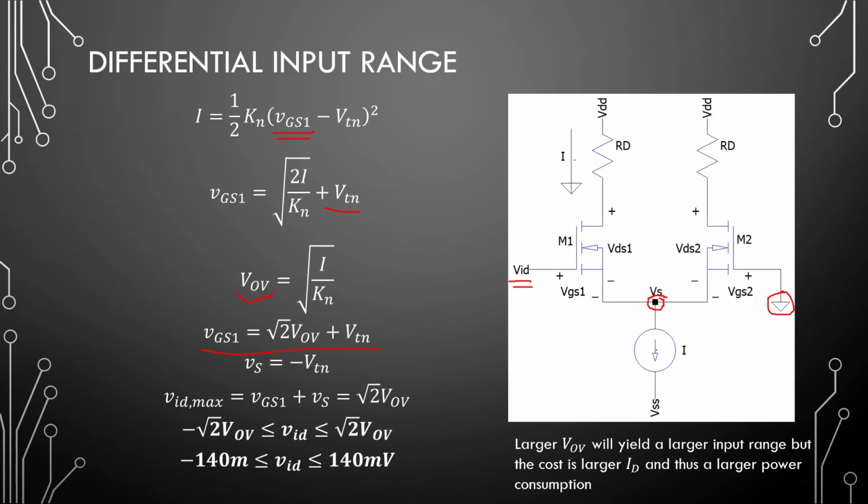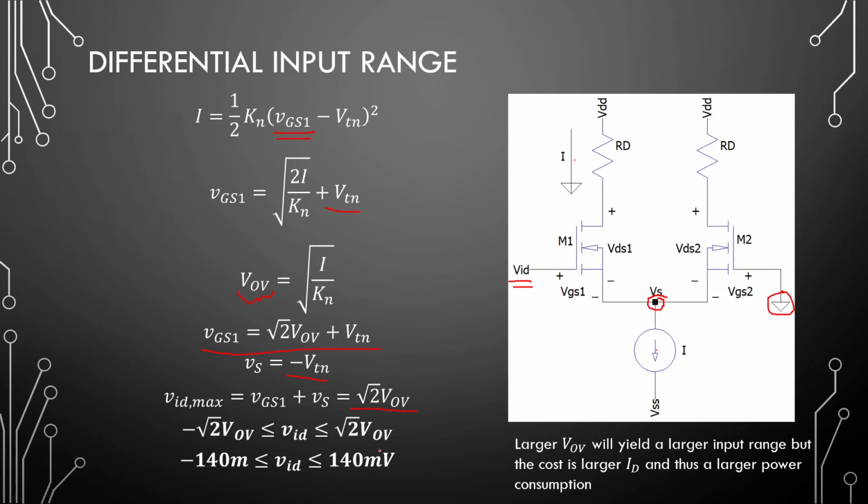At that point, Vs right here will be sitting at the negative of our threshold voltage, and we will find that the input differential is VGS plus Vs. So if we just want our VGS right here, that means our differential input voltage at a maximum is the root of 2 times our overdrive voltage. So if we need to increase our input range, we need to increase our overdrive voltage.